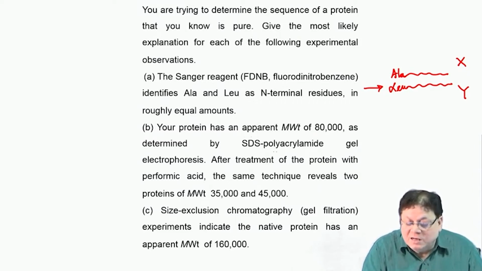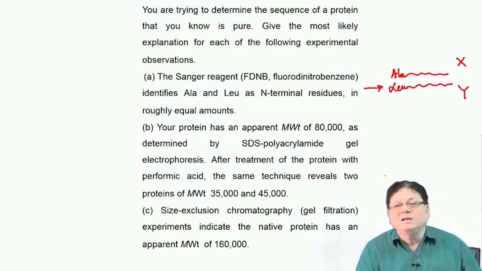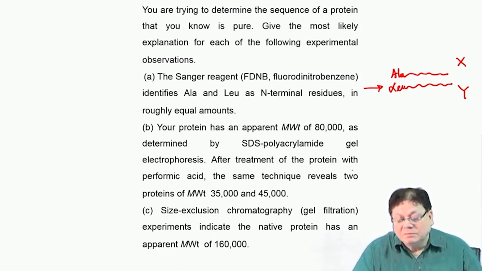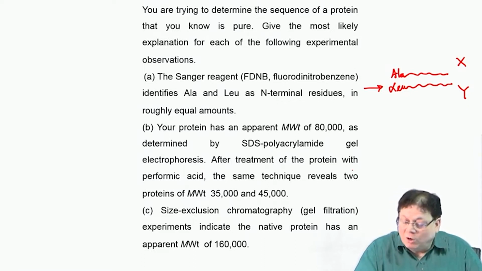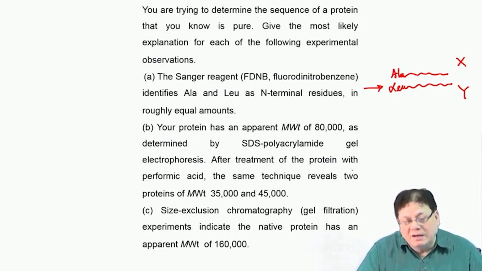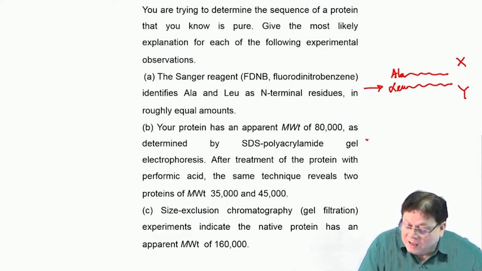First, if you do SDS polyacrylamide gel, remember what SDS does? SDS basically denatures the protein, and then after denaturation you do the gel electrophoresis, and you also run a molecular weight ladder, and from the molecular weight ladder you can say what is the molecular weight of your protein. So, SDS page says that the molecular weight is 80,000.